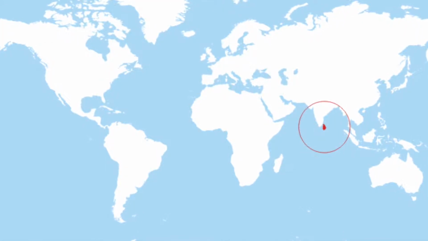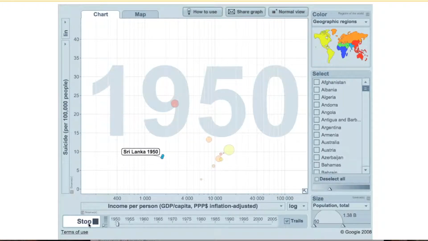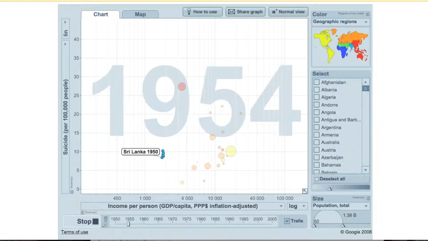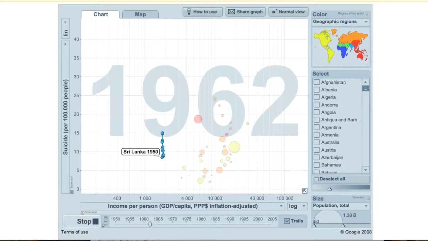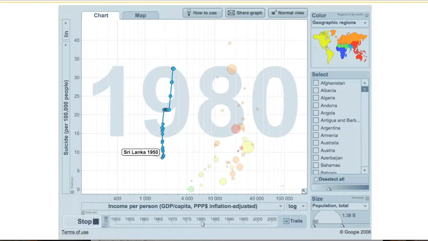Piled so high with worry and fear, here suicide is just something people do. Suicide is just an impulsive thing. Beginning around 1959, the turquoise bubble representing Sri Lanka steadily moves upward on the graph. At 1977, there is a steep jump in suicides.